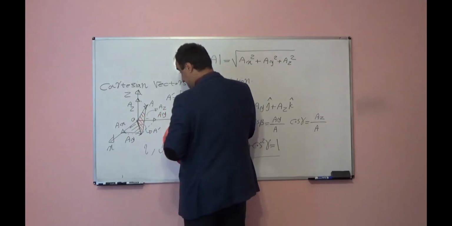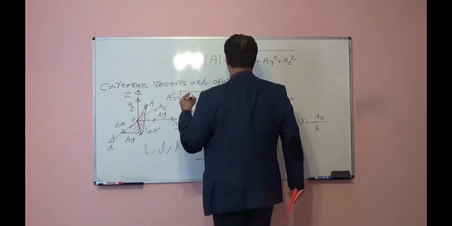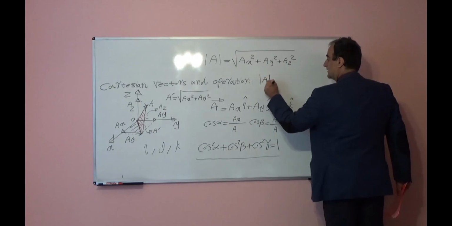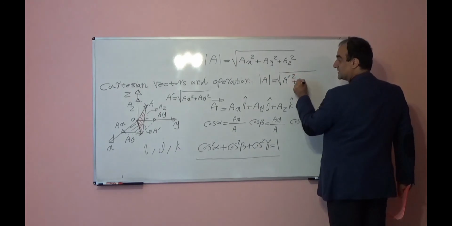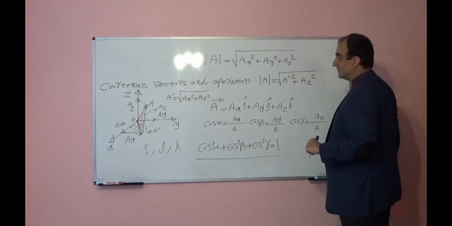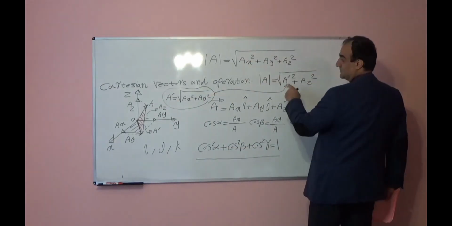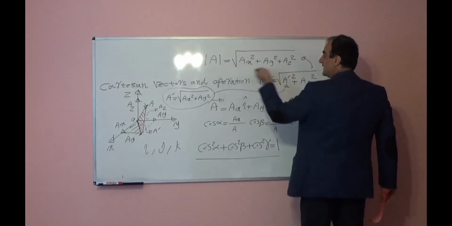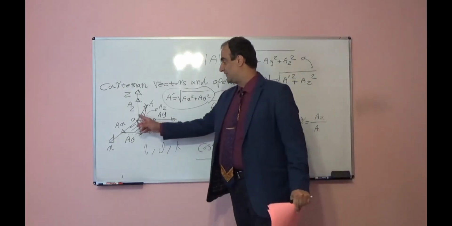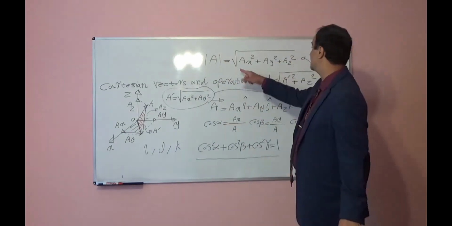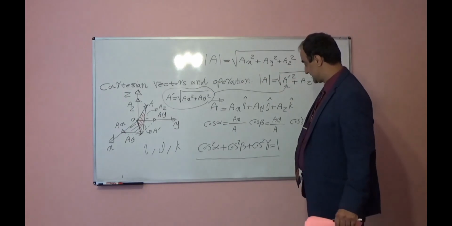You see, the length of A will be equal to the square root of A prime squared plus Az squared. If instead of A prime you plug this here, you will get the length for vector A. If we calculate using the components of vector A in the xyz directions, it will be the square root of Ax squared plus Ay squared plus Az squared.